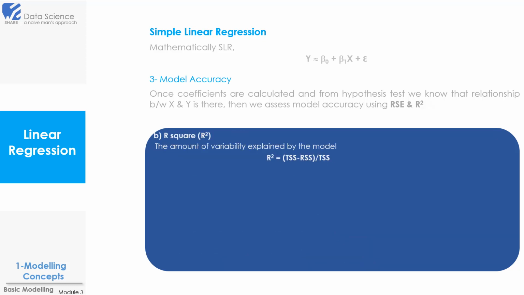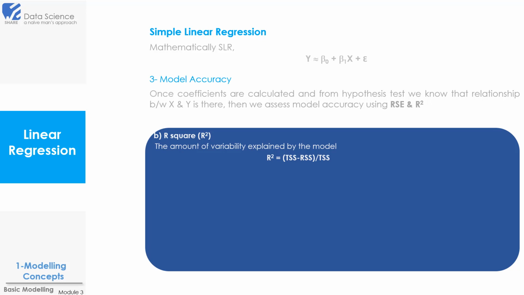Now RSE is an absolute measure and it is measured in units of y. So it is not always clear what constitutes a good RSE, means how big or small the value should be, beyond which it becomes alarming. So to tackle this problem, we have R square. R square takes the form of proportions and it will lie between 0 to 1. And it is independent of y.